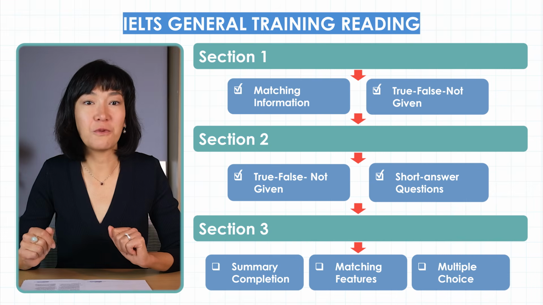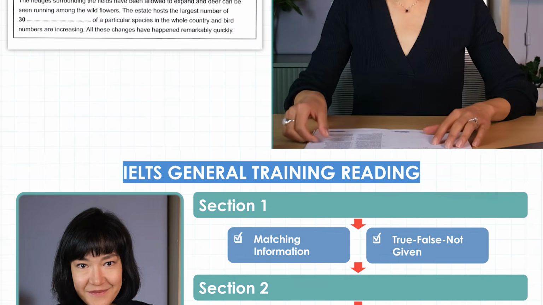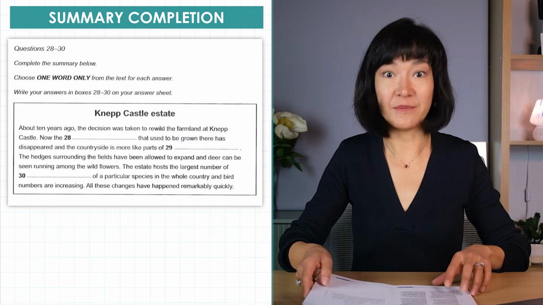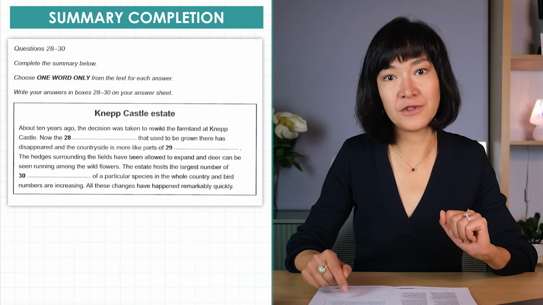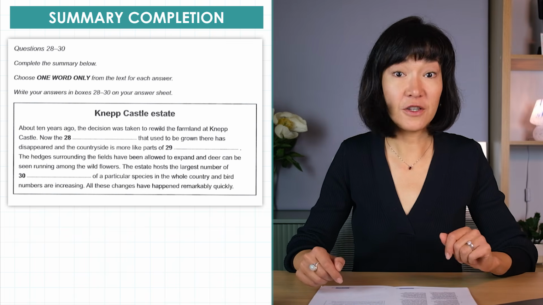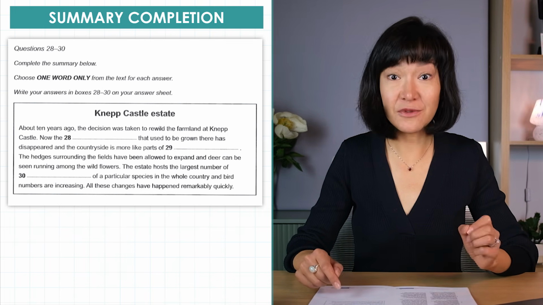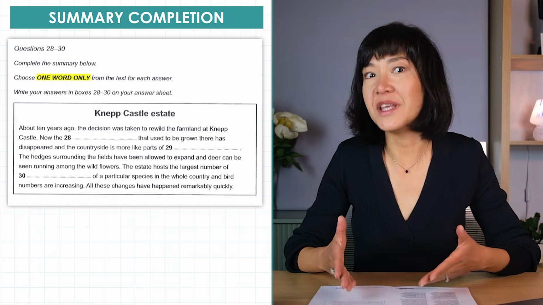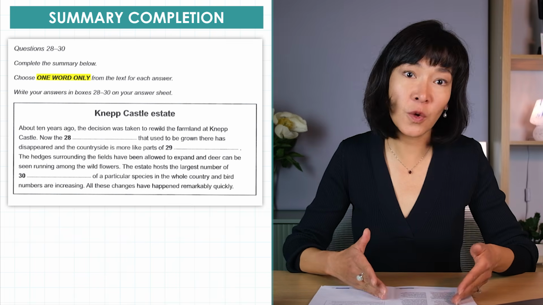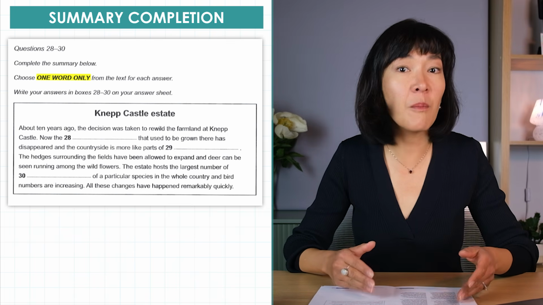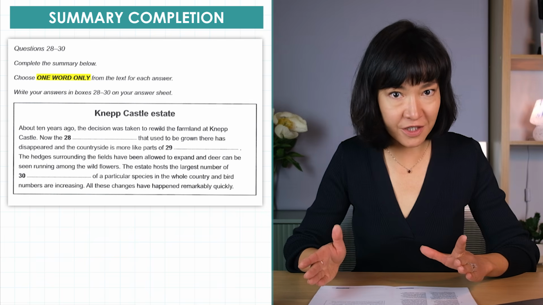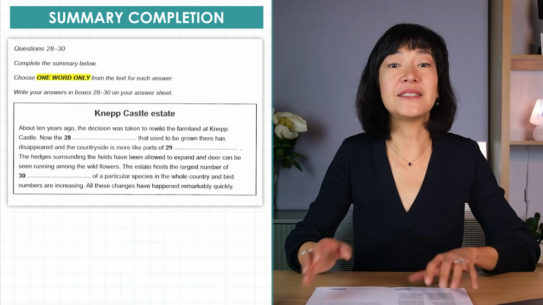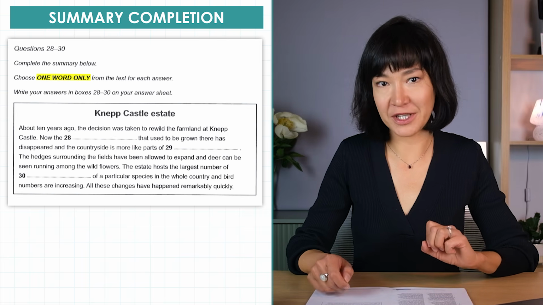So let's start with summary completion. This task gives you a short summary of the passage with a few words missing, and your job is to fill in those gaps using words from the passage. First, read the instructions. This one says 1 word only. So your answer must be exactly 1 word, not 2 words, not a word and a number. Remember those articles we talked about? Don't include them here.